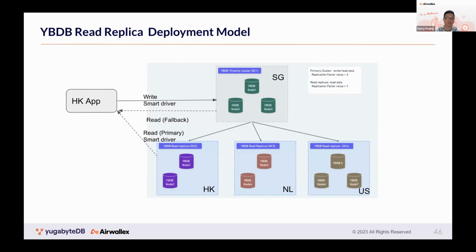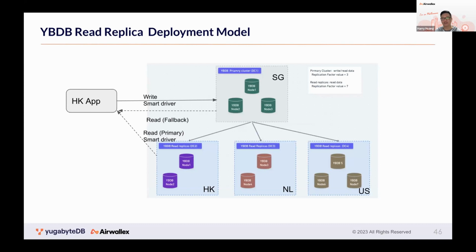So that will be the primary read. However, if the whole Hong Kong cluster is down, the smart driver can fall back to the primary to get the data. The data is still available, but at the price of latency. The latency could be a little bit higher. It really depends on the network latency.